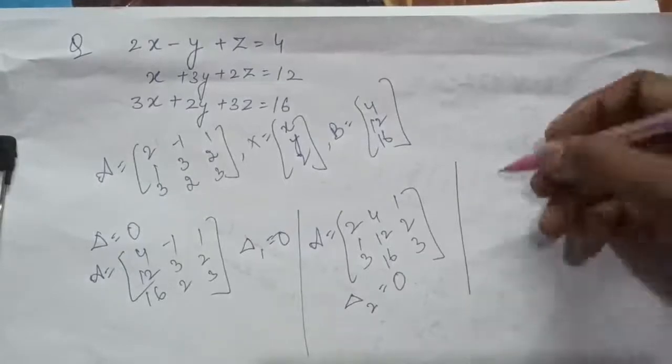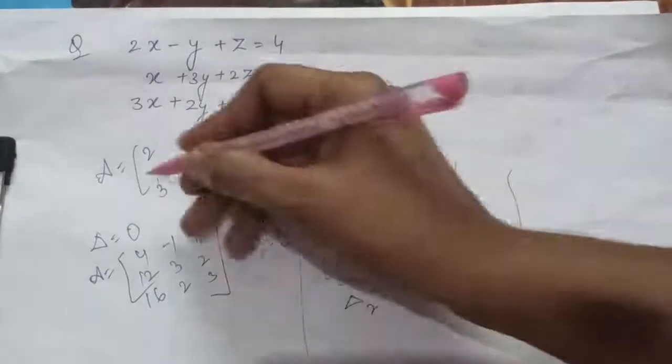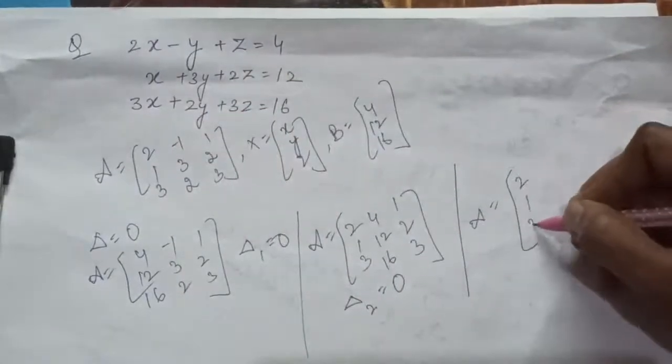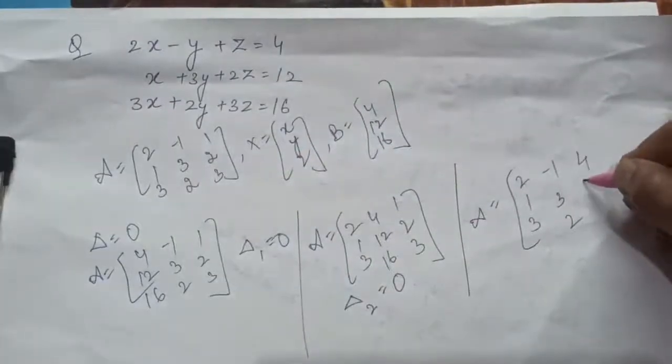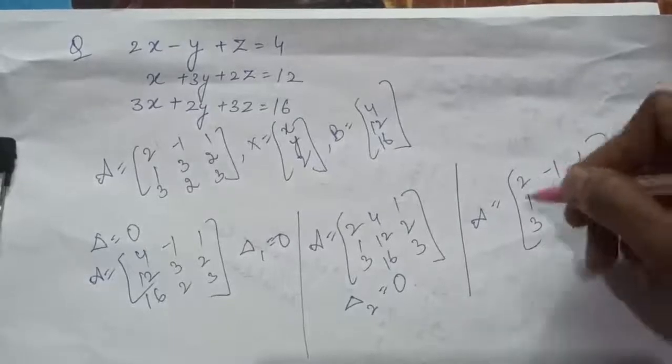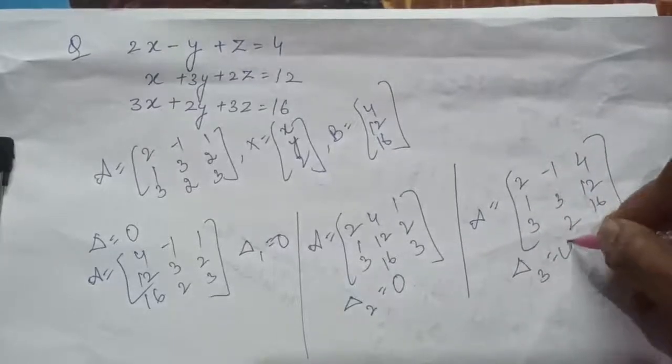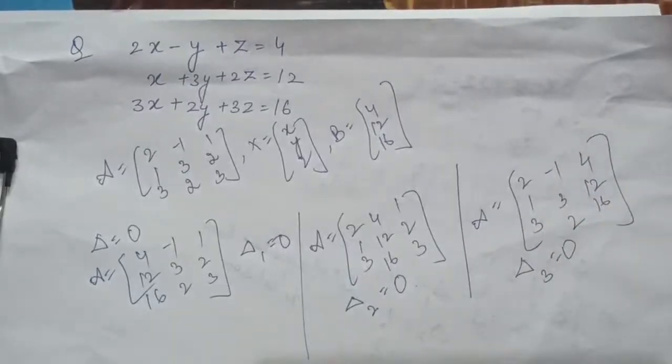What else? Third, again a new matrix. The first and second columns will remain the same: 2, 1, 3, minus 1, 3, 2. The third column will be replaced by B. When I found the determinant, my delta 3 comes out to be 0.